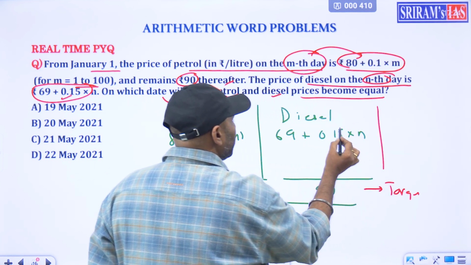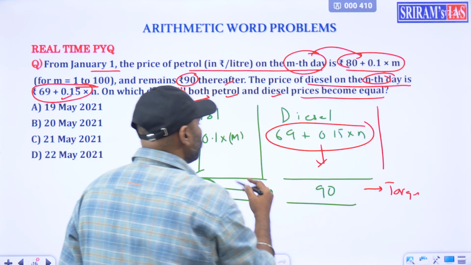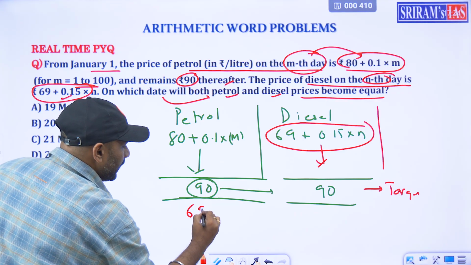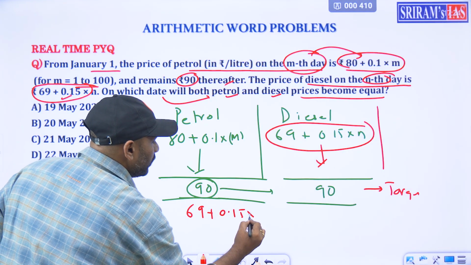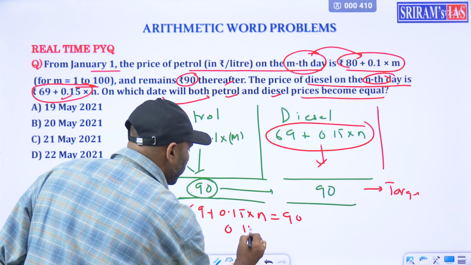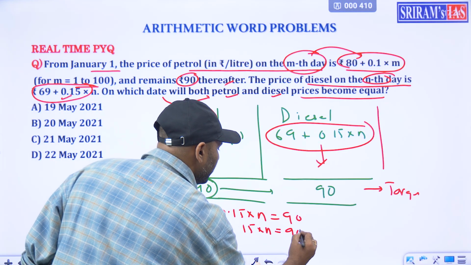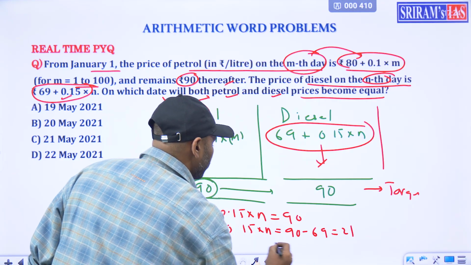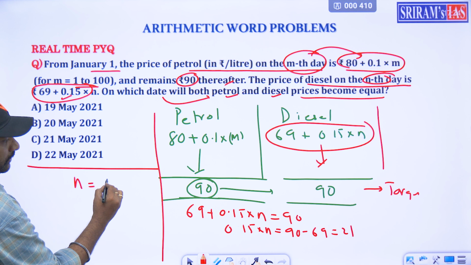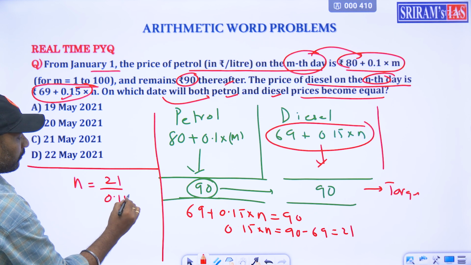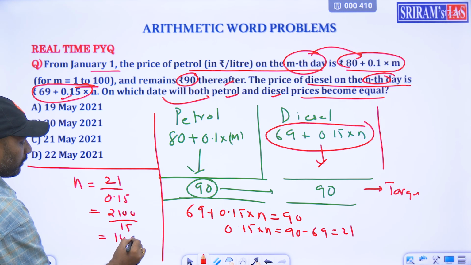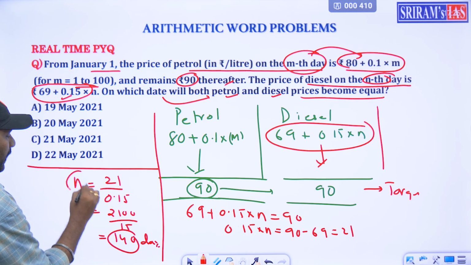So simple. Now the diesel equation, we know this should become 90. So we have to solve this part. How do we do this? Very simple. 69 plus 0.15 into n is equal to 90. So 0.15 into n is equal to 90 minus 69, which is 21. Therefore n is nothing but 21 divided by 0.15, which is 2100 by 15, which is nothing but 140 days. So the n value is 140 days.